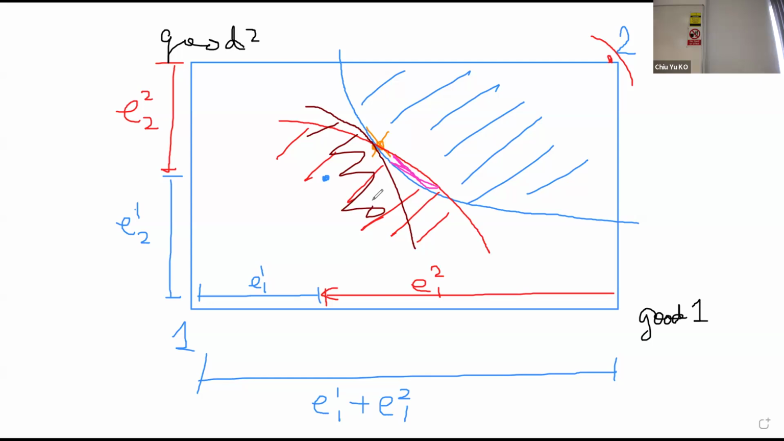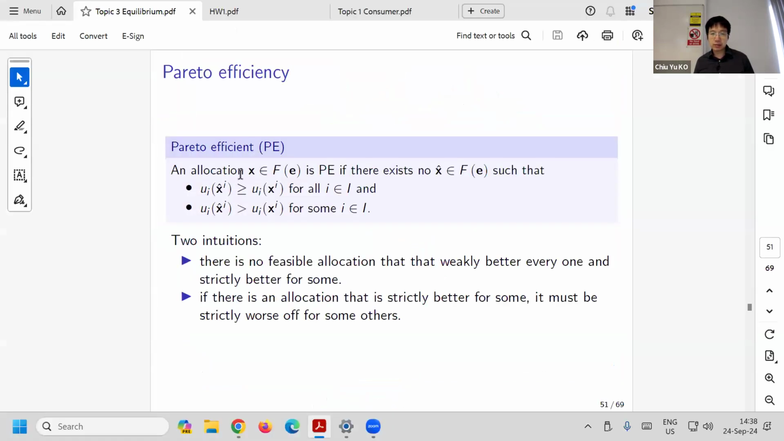Look at the deep red one. Suppose the deep red one is the case. There's no way to improve. Go this way, improve one and harm two. Go this way, improve two and harm one. The other way around, you harm both, which is stupid, right? There's only the best thing. That is called Pareto efficient. Pareto efficient means there's no way of improving.